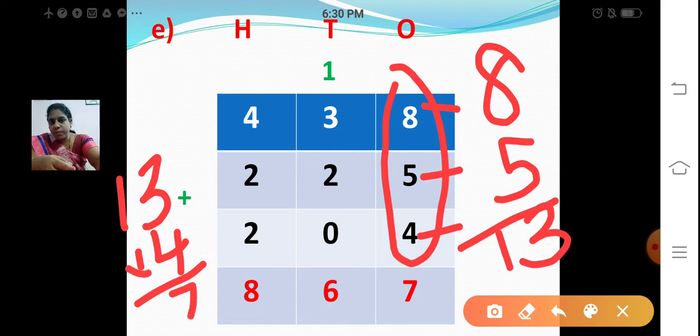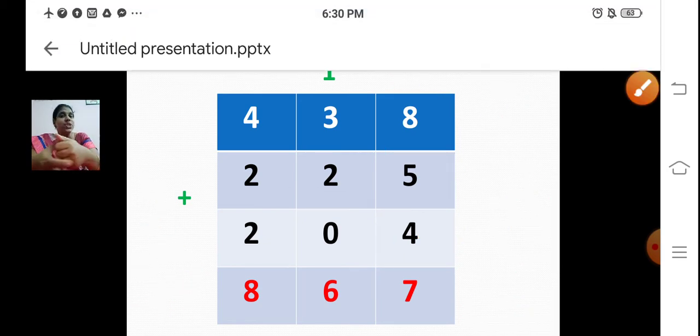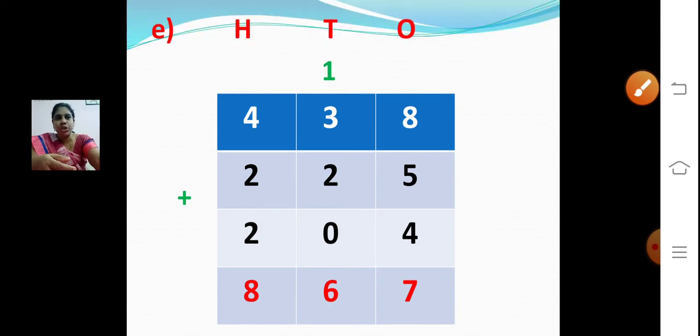And this one you bring it down. So 13 plus 4 is 17. Or else 13 in the mind, 4 in the finger. After 13, 14, 15, 16, 17. 17 is a 2-digit number. So what should you do?